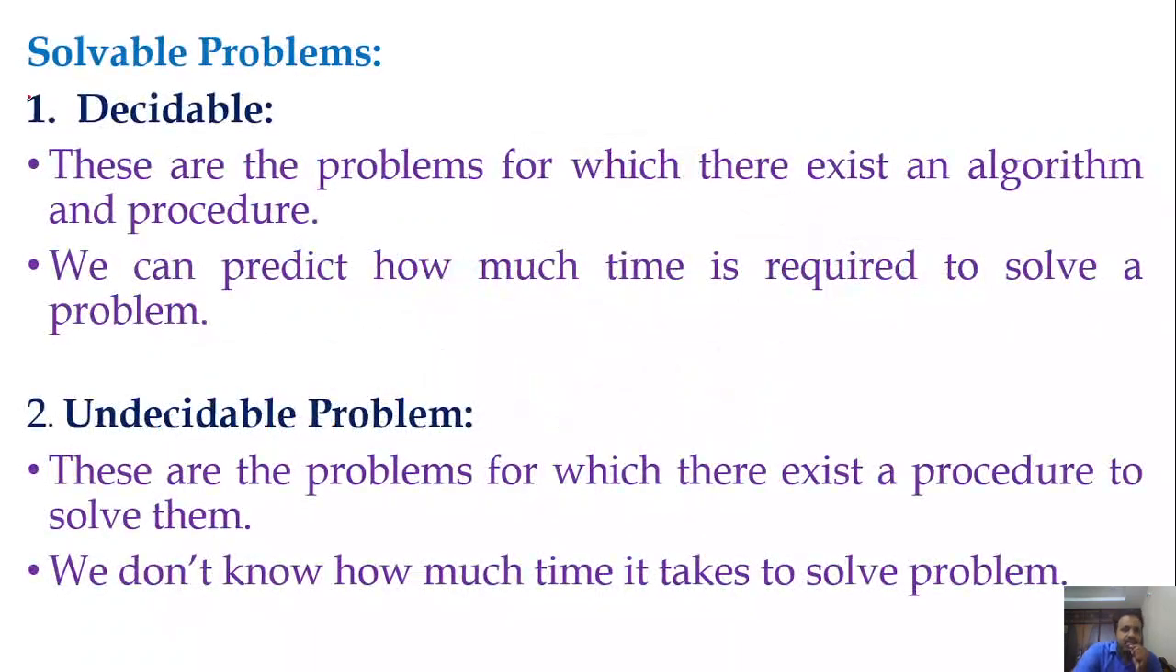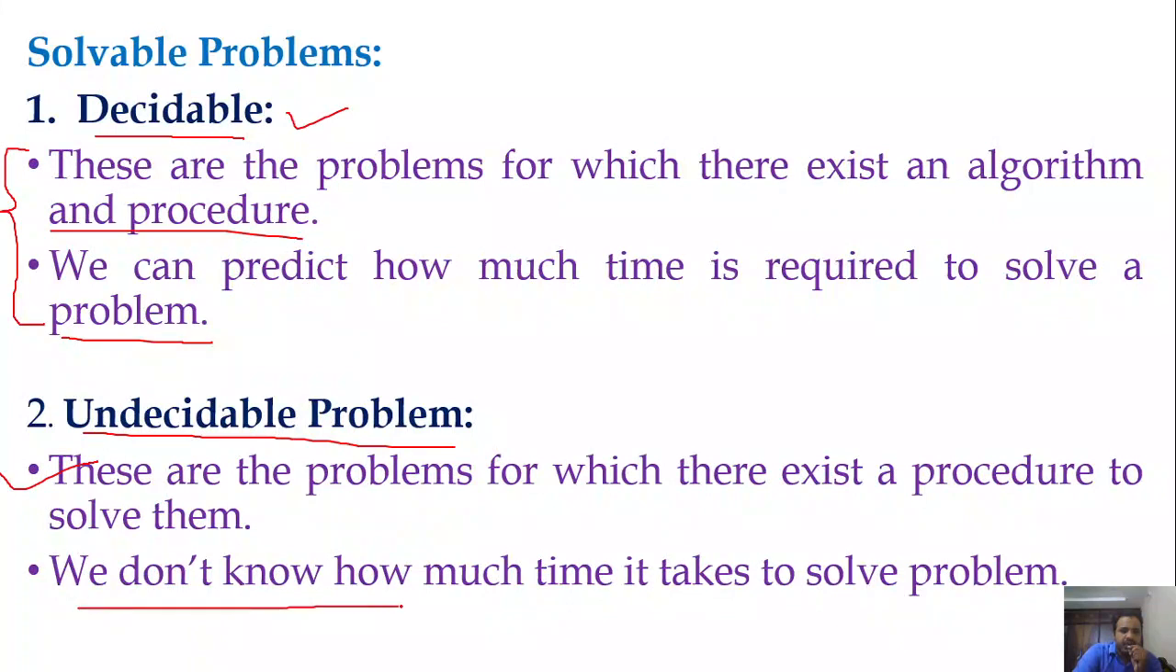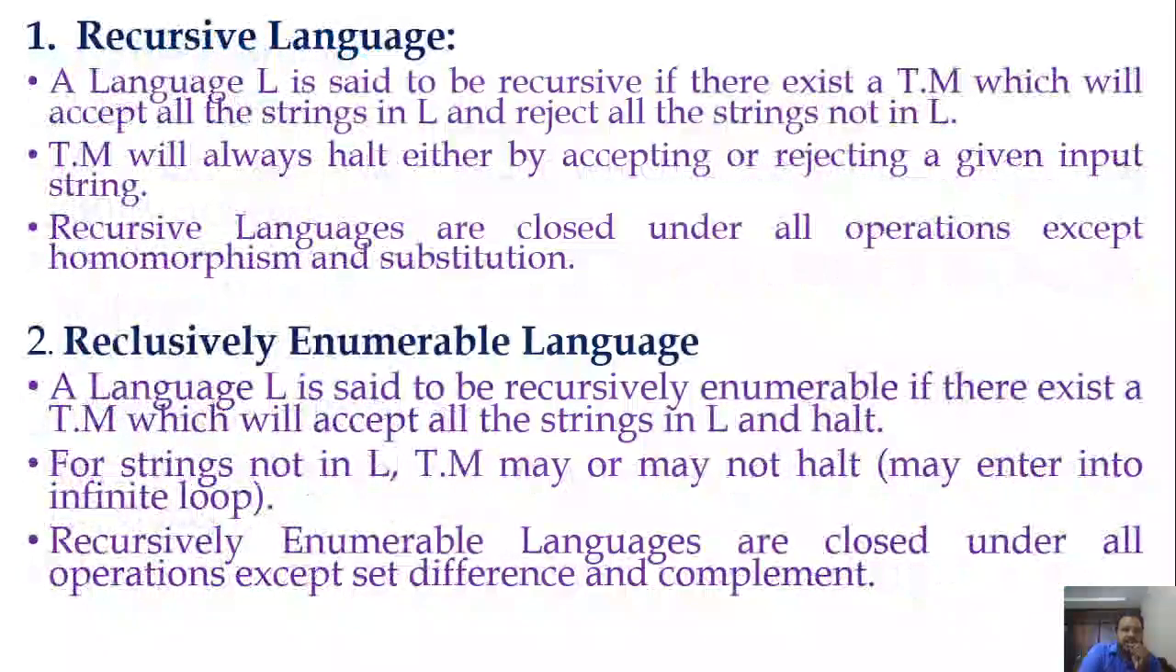Next one. So this is nothing but decidable. This is the point that we have seen. These are the problems for which there exists an algorithm and procedure, and we can predict how much time is required to solve a problem. So these two properties are related to the decidable one. And the next one is the undecidable problem. These are the problems for which there exists a procedure to solve them. Okay, and we don't know how much time it takes to solve the problem, right? So as I mentioned, the procedure will be there, but when you execute that procedure, we cannot predict the execution time for it. Okay, so that is about decidable and undecidable problems.